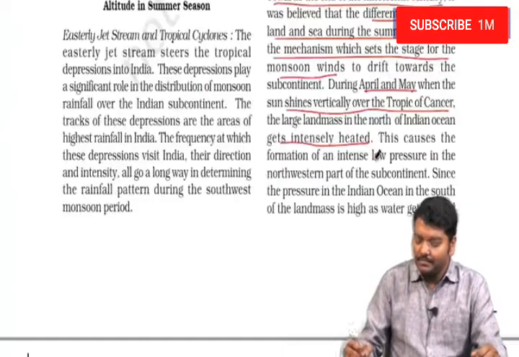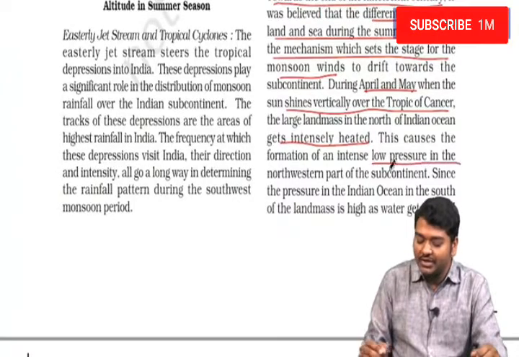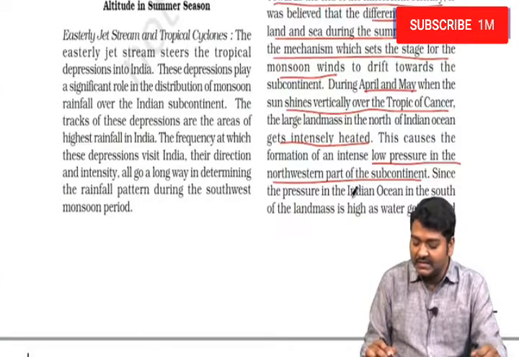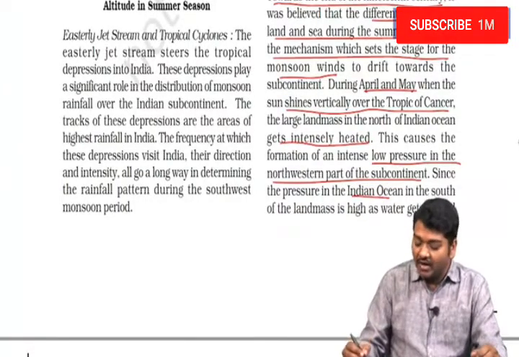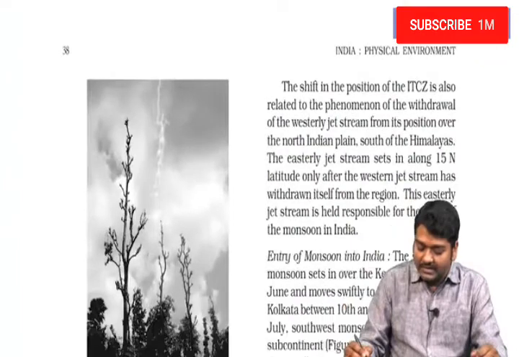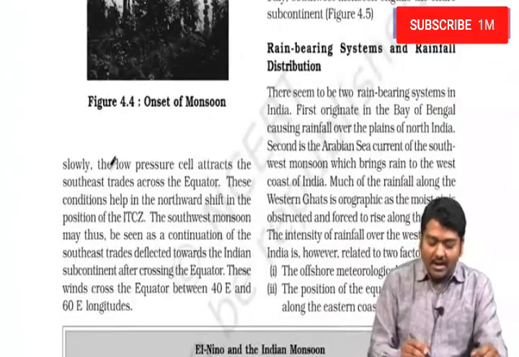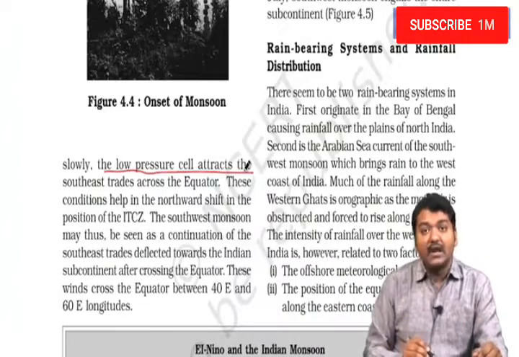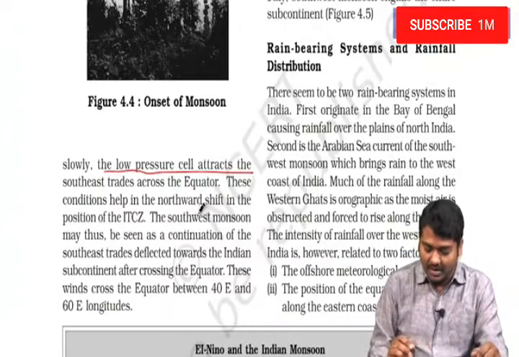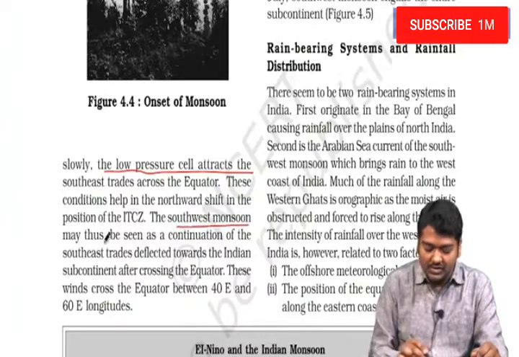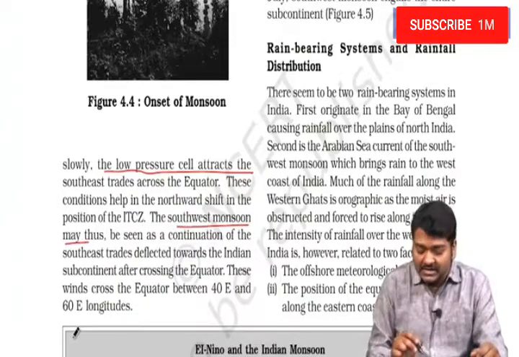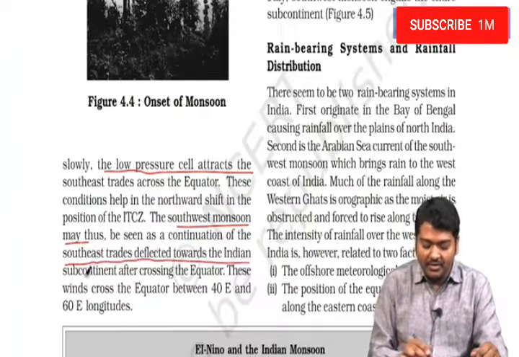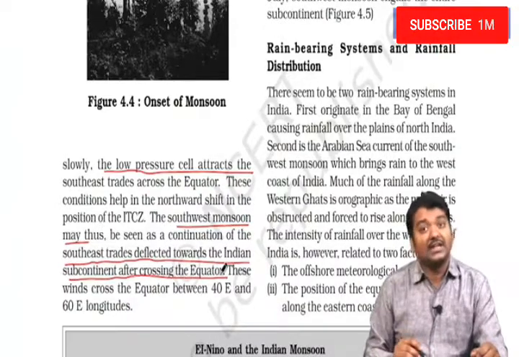What will happen? This will lead to low pressure in the northwestern part of the subcontinent, and high pressure exists in the Indian Ocean. So, right, the air moves from high pressure towards low pressure cells, and once it crosses the equator, this becomes the southwest monsoon. And this southwest monsoon is nothing more than the southeast trade winds deflected towards the subcontinent after crossing the equator.